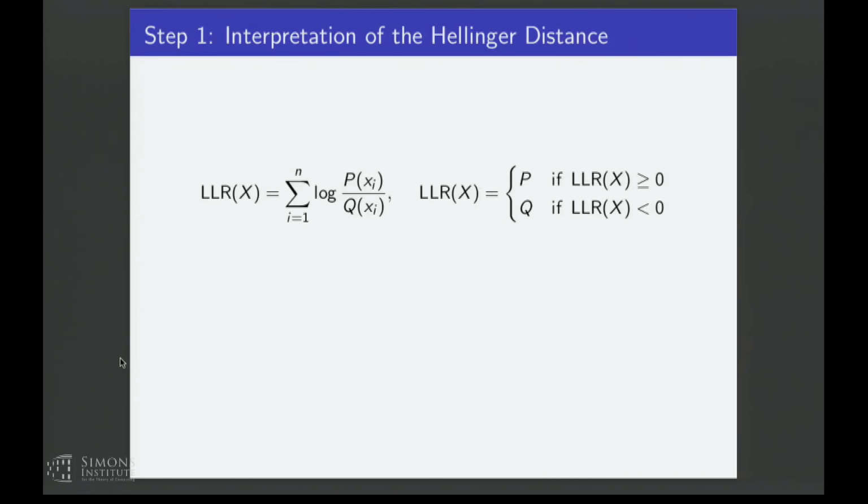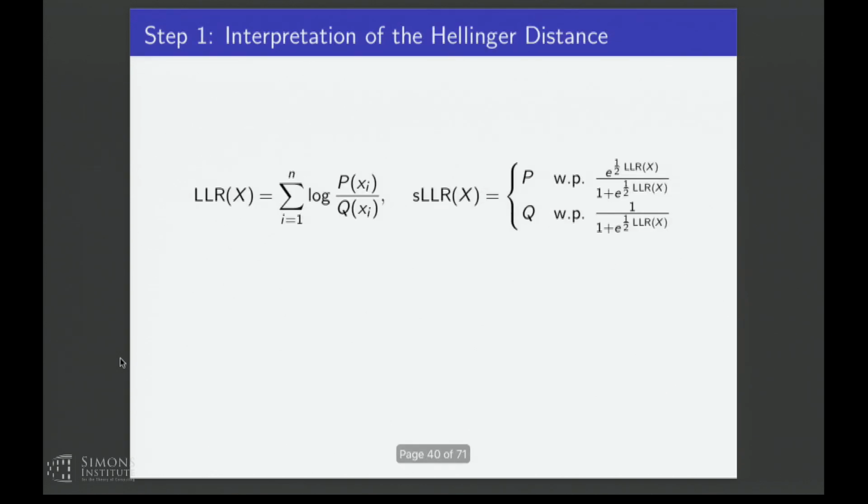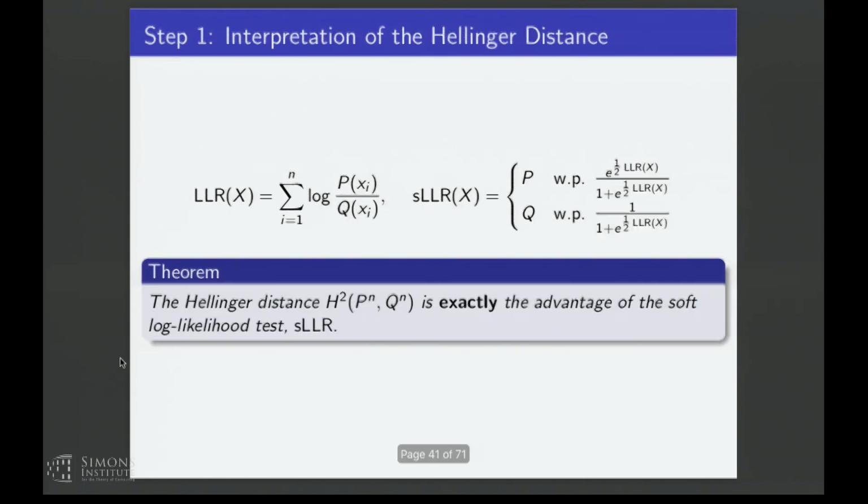Okay, remember this is the non-private test we had before. We produced a test statistic, and then we made a deterministic decision based on that test statistic. And we're going to replace this with a randomized test. Our randomized test is going to do basically the same thing as our soft clamped test did before, but now instead of using the clamped log likelihood, we're using the actual log likelihood ratio. The main theorem in this section is that the Hellinger distance of Pn and Qn is exactly the advantage of this test here.